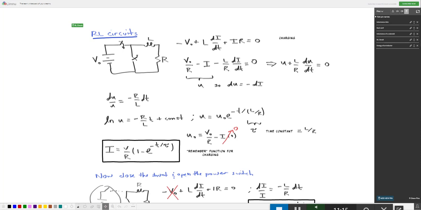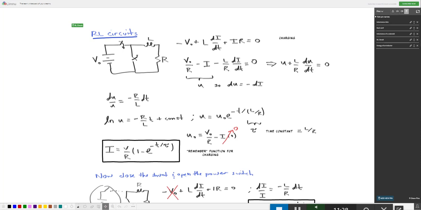This is a differential equation where all of the variables and the derivatives are on one side, and all of the other variable and its derivatives are on the other side. And we can solve this easily just by taking the integral of both sides. So the integral of dU over U is the log of U, and the integral of a constant dt is just a constant times time.